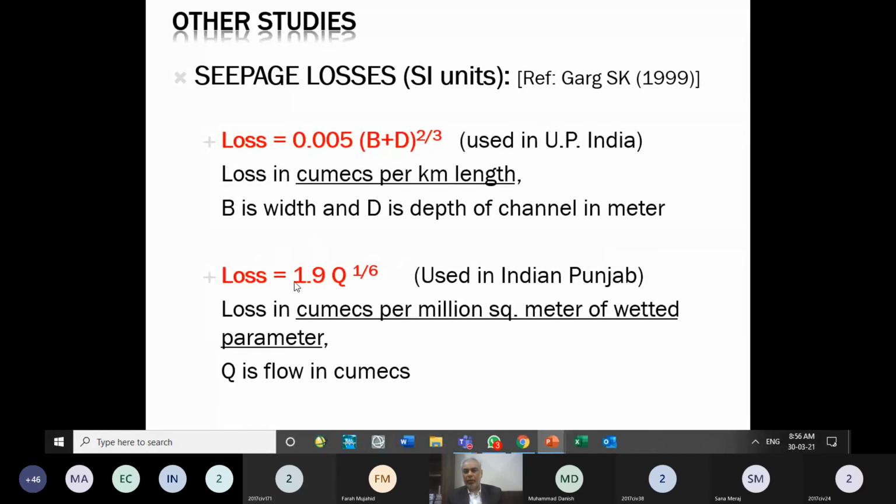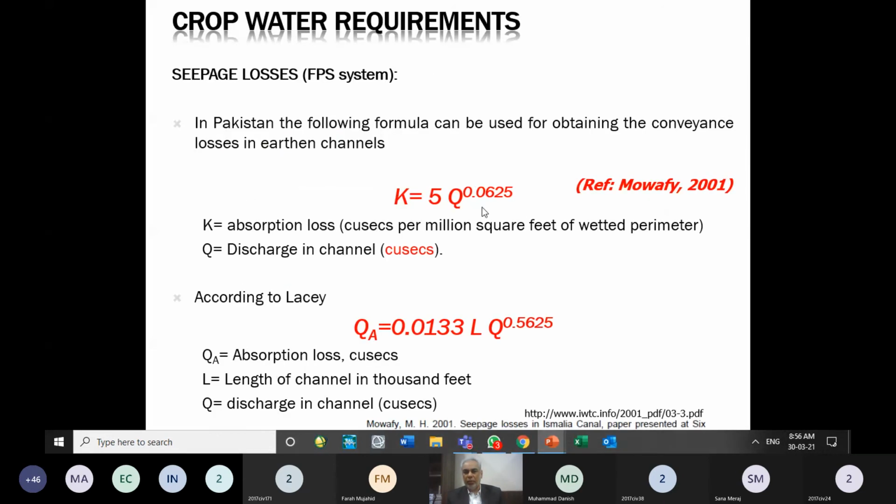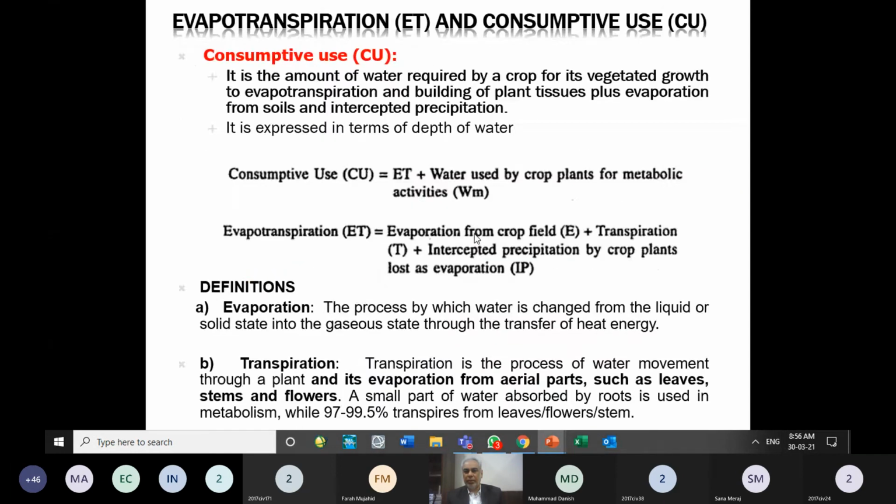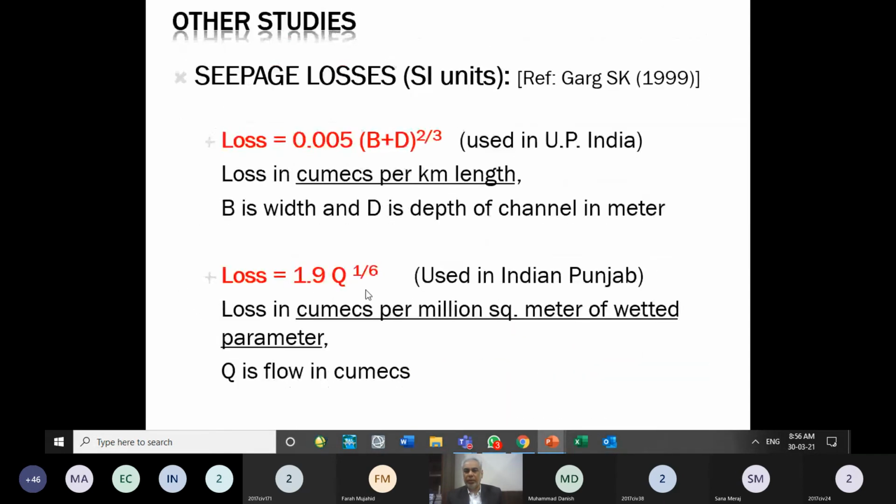So seepage losses are 1.9 times Q power 1 over 6, and loss over here is in cubics per million square meter of the wetted perimeter. So this formula is equivalent to this formula, this is FPS system. This one is in SI system, 1.9 Q power 1 over 6.